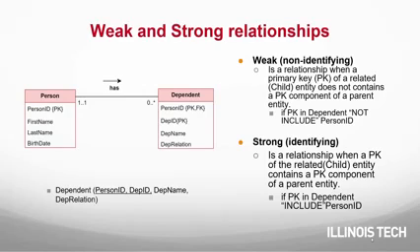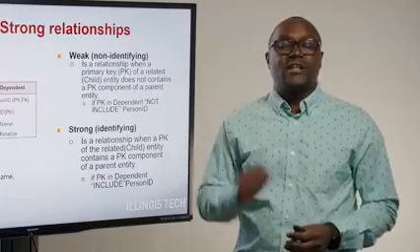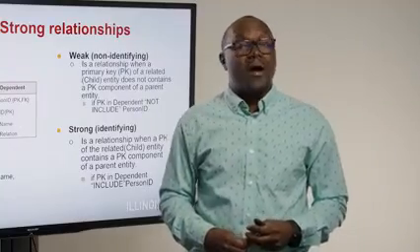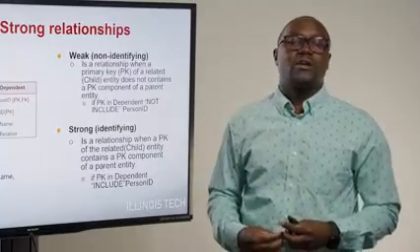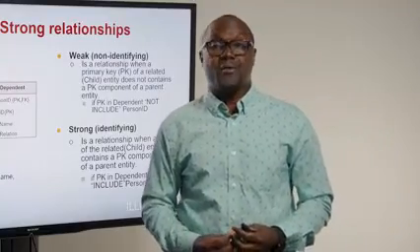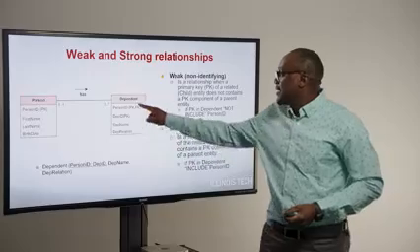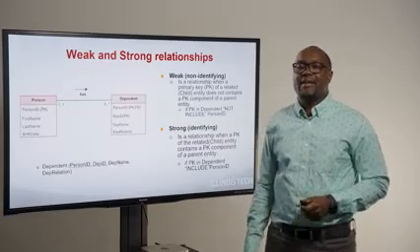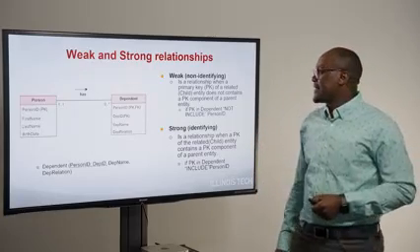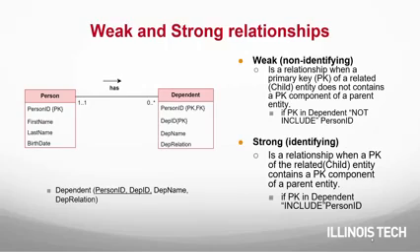Weak and strong relationship. A weak relationship, or a non-identifying relationship, is a relationship where the primary key of a weak entity does not include a component of a parent entity. For example, if the primary key of the dependent does not include a primary key of another entity, then we say that is a weak relationship.